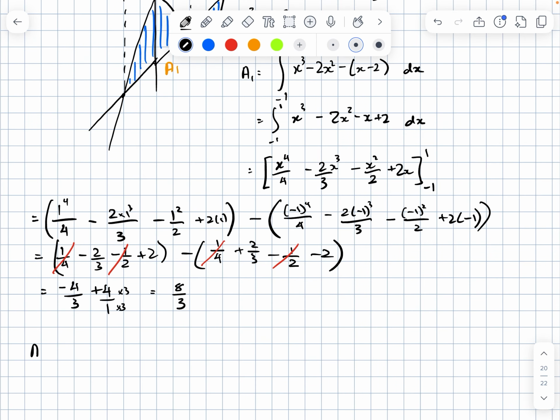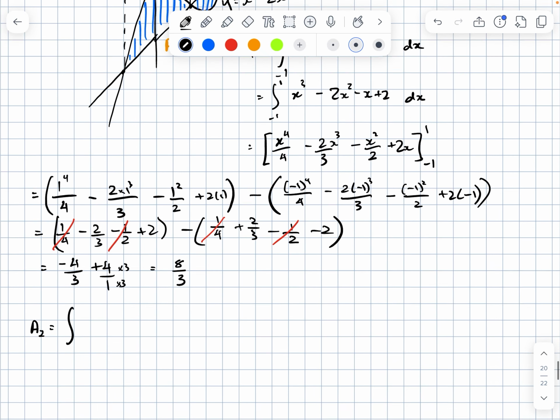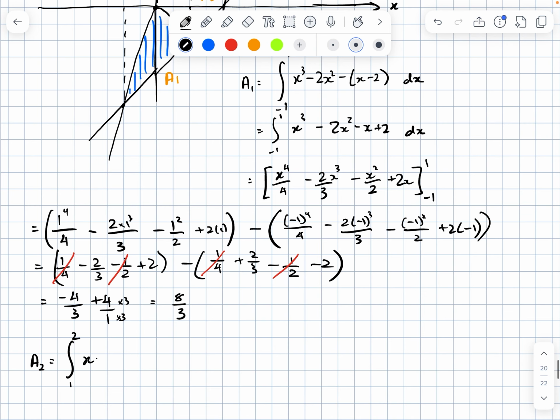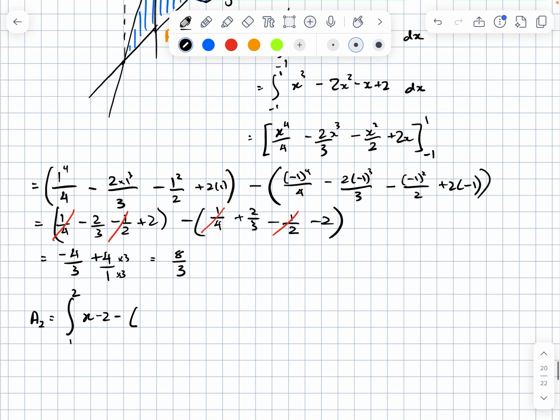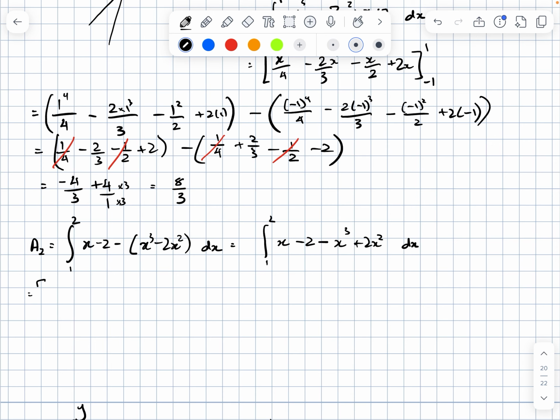Area 2, well, that's the integral between 1 and 2 of the top one, which is now the straight line, x minus 2, minus the bottom one, x cubed minus 2x squared, which is the integral between 1 and 2 of x minus 2 minus x cubed plus 2x squared, which is x squared over 2 minus 2x minus x to the power of 4 over 4 plus 2x to the power of 3 over 3 between 1 and 2.